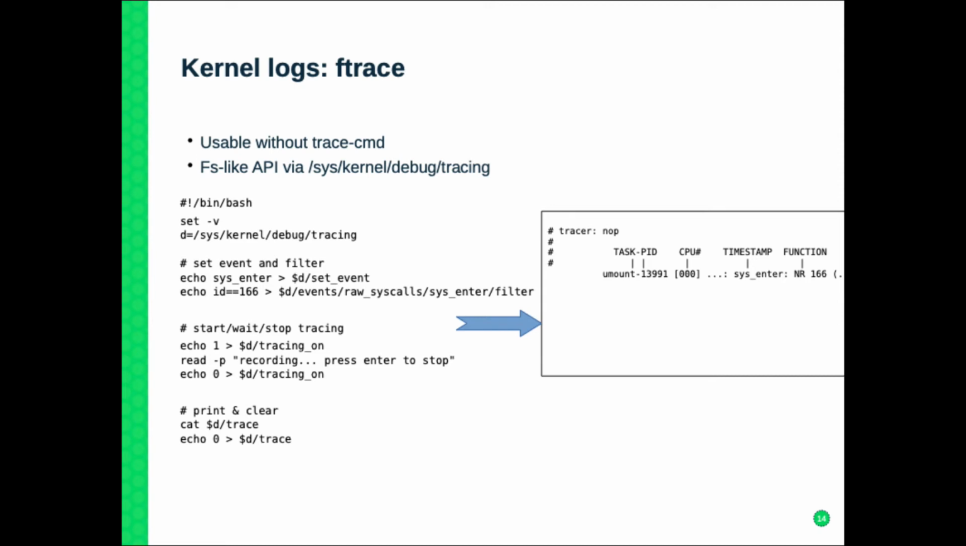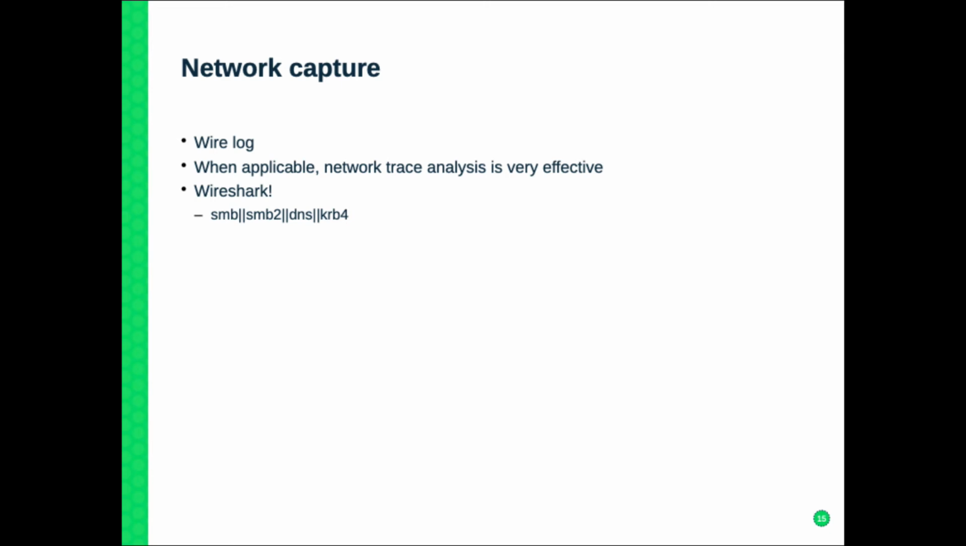So very useful. The next big thing is network capture. If you have a bug, it's like a wire log: you just record whatever happens on the wire, and you can open it in Wireshark and dissect all the packets. Very useful. So this is usually the filter I use when I use Wireshark: SMB1, SMB2, DNS, and Kerberos.